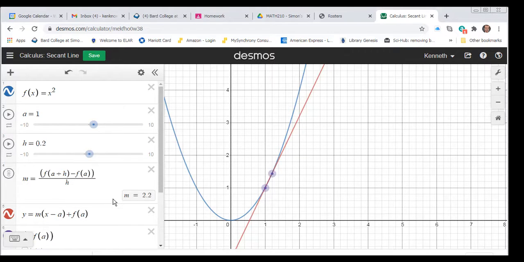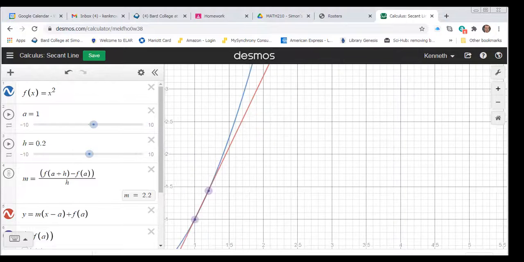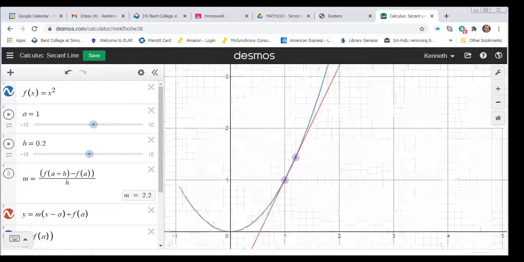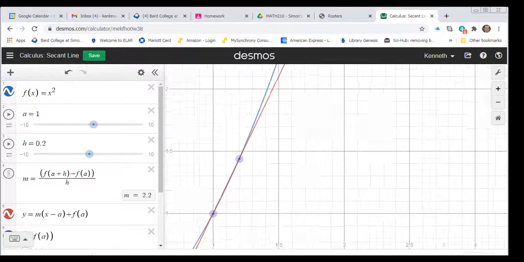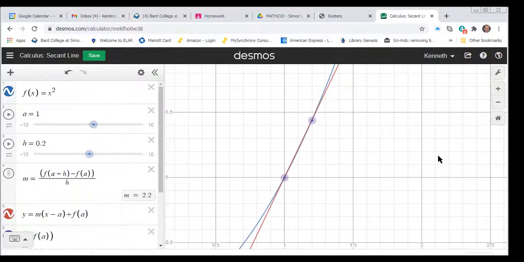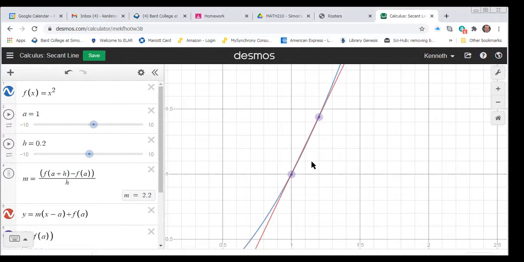Next one was average rate of change from 1 to 1.1. I'll zoom in a little bit so it's easier to see. Zoom on in there. So you can see those secant lines are getting pretty close to the function, at least when you zoom in. For 1.1, changing my step size to 0.1, I get slope equals 2.1. And so it seems like those slopes are limiting to the number 2.